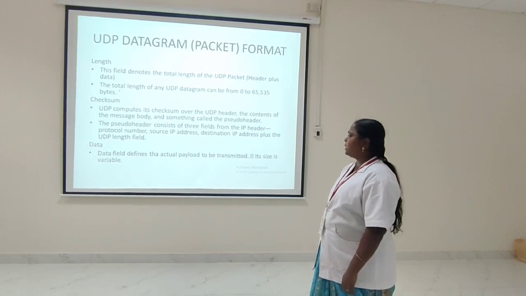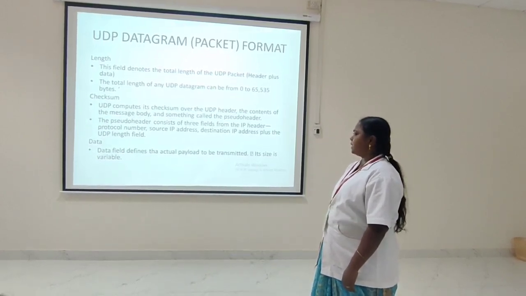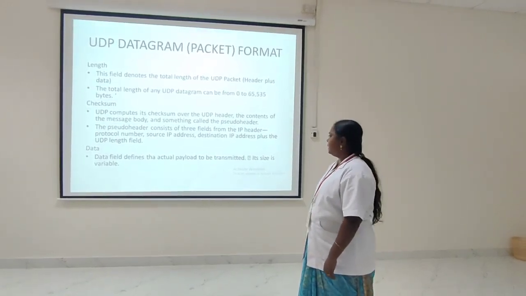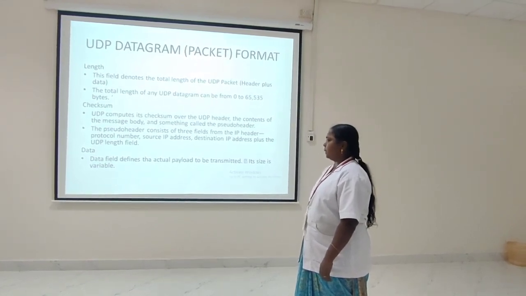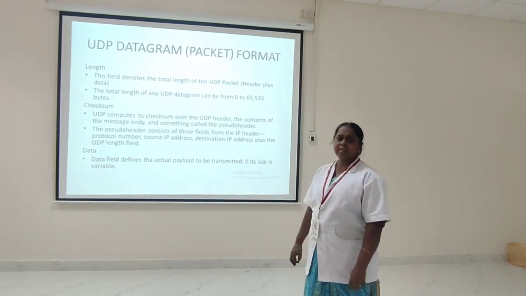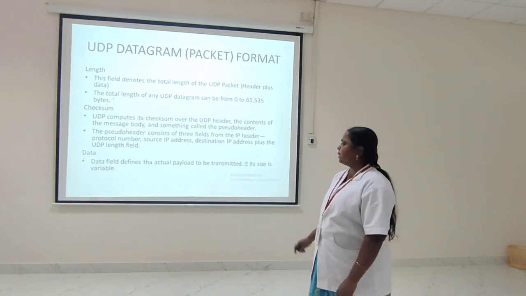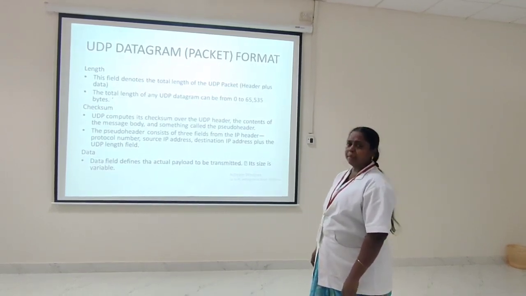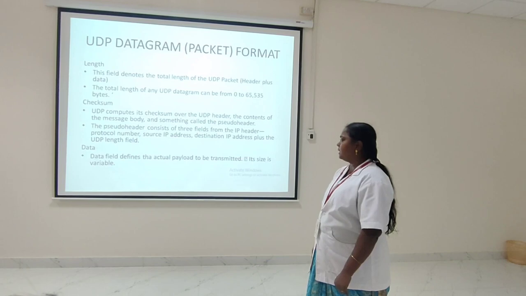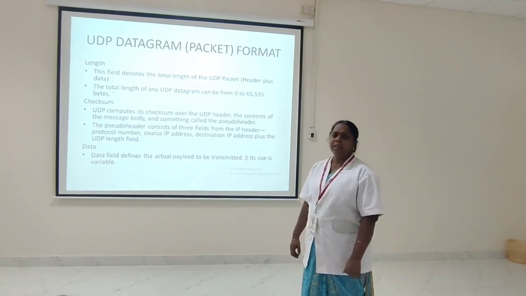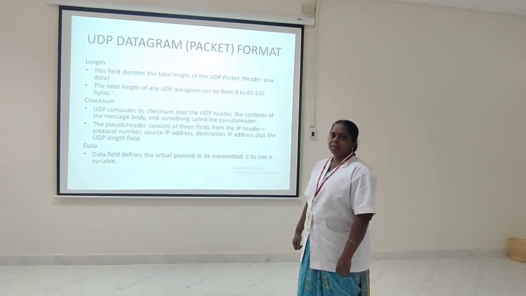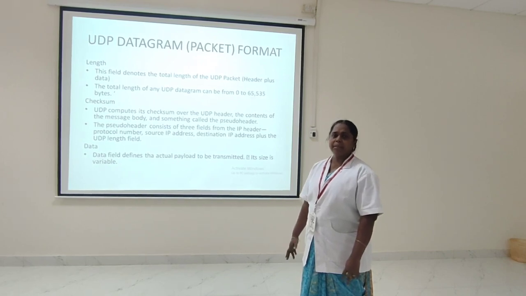Checksum: UDP computes its checksum over the UDP header, the content of the message body, and something called a pseudo header. The pseudo header consists of three fields from the IP header: protocol number, source IP address, and destination IP address, plus the length of the UDP. Data: the data field defines the actual payload. Payload is nothing but the data to be transferred from source to destination. Its size is variable, so every UDP packet has variable size data.